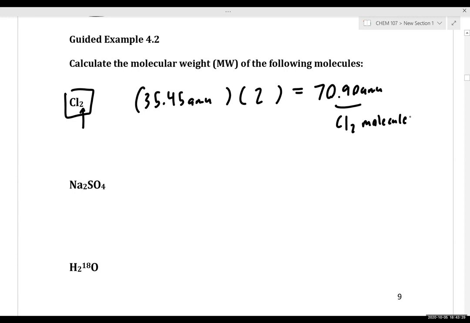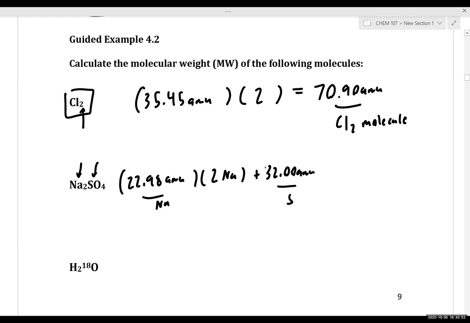We can do the same thing for more complicated polyatomic species. So we know for sodium, I have a mass of about 22.98 AMU per sodium atom, and I have 2 sodium atoms. For sulfur, I have a mass of 32.00 AMU per sulfur atom, and I have 1 sulfur atom. And for oxygen, I have 16.00 AMU per oxygen atom, and I have 4 oxygen atoms.